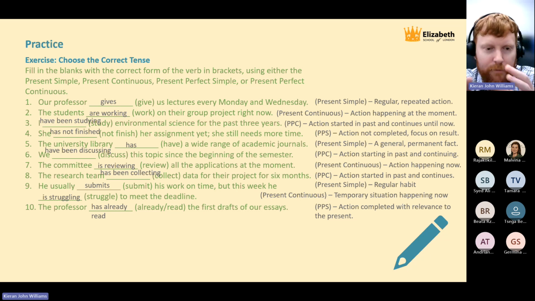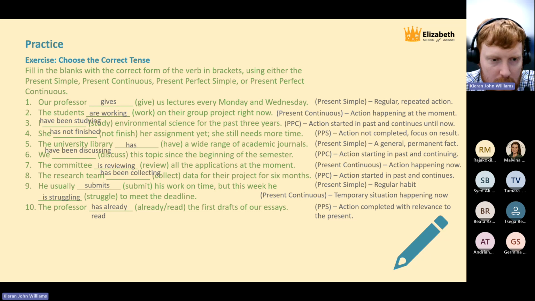Number 3, for the past 3 years. It's talking about duration, for how long? I have studied. It's possible, but if you really want to make it obvious you're talking about how long, you use present perfect. Have been studying. Okay. So if you want to say for how long, present perfect continuous.